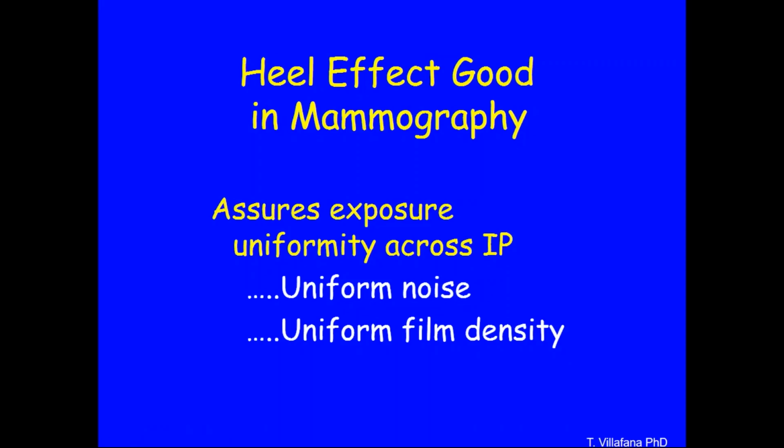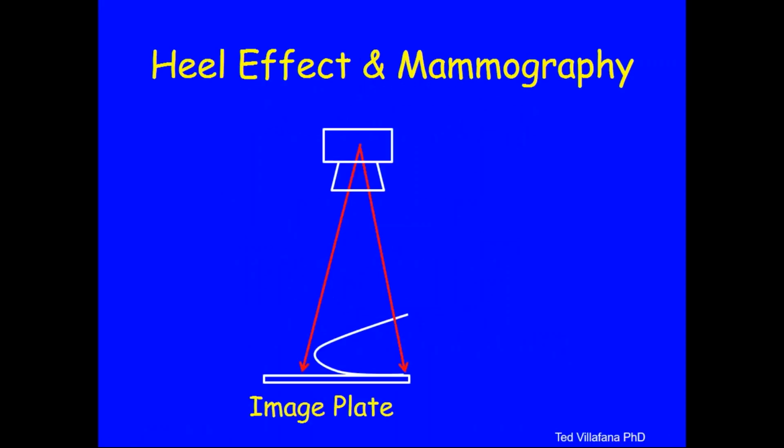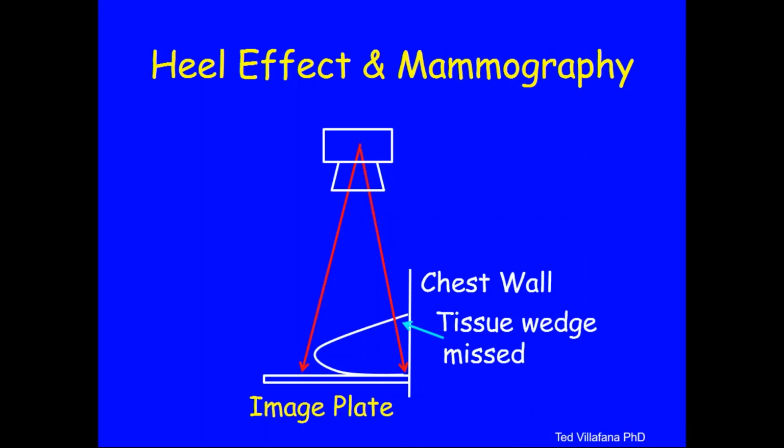So just how does heel effect do this? Let's take a look at that. Here is a mammography setup where you have your X-ray beam incident on a breast, and there's your chest wall, and look at the problem we have. This is not the heel effect problem, this is just a geometric problem. At the chest wall, do you see that you miss a wedge of tissue there? Unacceptable. You don't want to miss part of that region of the breast at the chest wall.